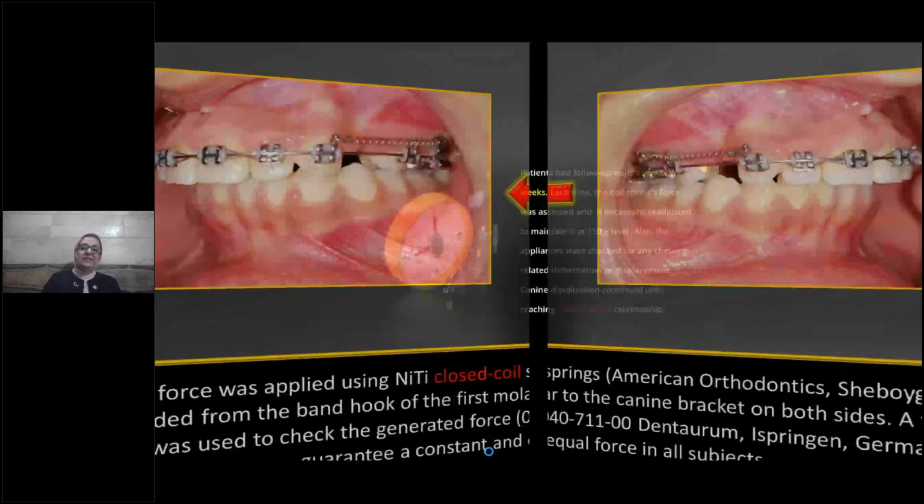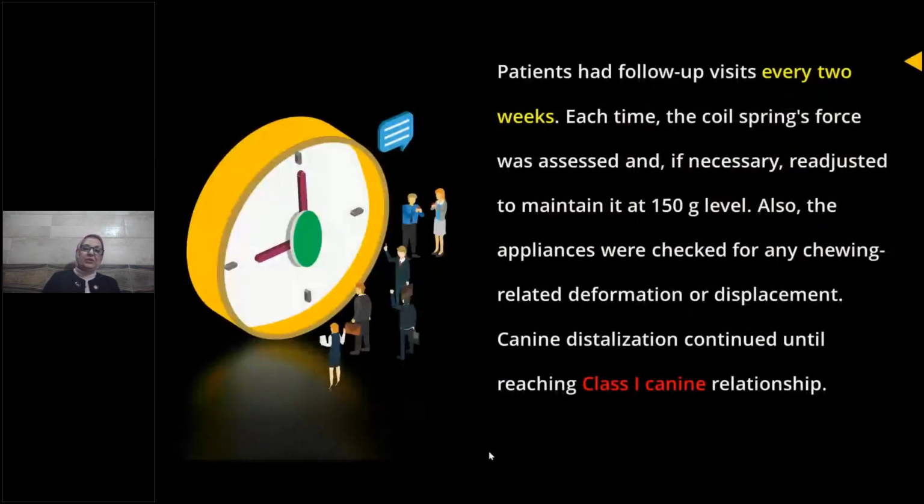Patients had follow-up visits every 2 weeks. Each time the coil spring's force was assessed and, if necessary, readjusted to maintain the level at 150 grams. The appliances were checked for any chewing-related deformation or displacement. Canine distalization continued until reaching a class 1 canine relationship.